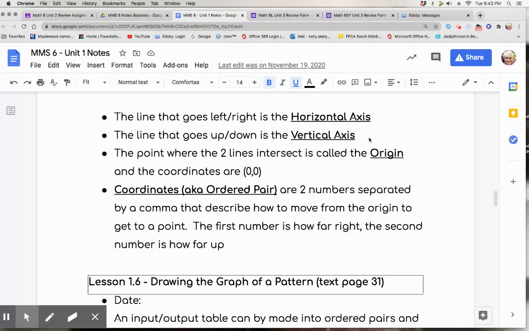Coordinates are also known as ordered pairs, and they are 2 numbers separated by a comma that describe how to move from the origin to get to a point. The first number is how far right to go. The second number is how far up to go.